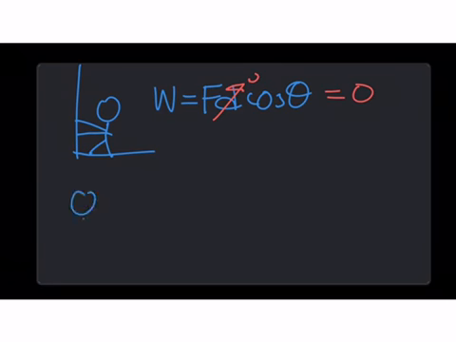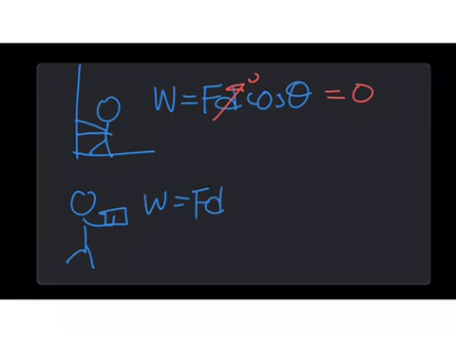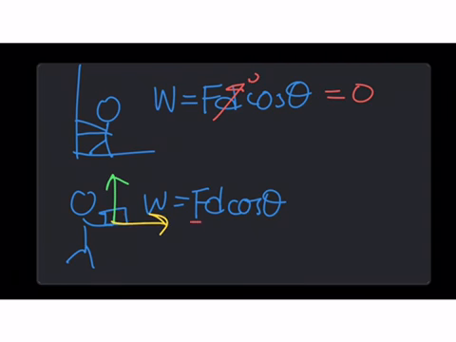When I carried the book across the floor, again, our work equation, work equals F d cosine theta. I did have a force on the book that was up. There was a displacement, which is in this direction, but the angle between the force and the displacement was 90 degrees, and cosine 90 is 0. So in that case, no work was done.